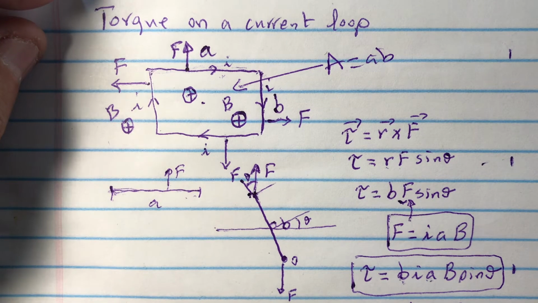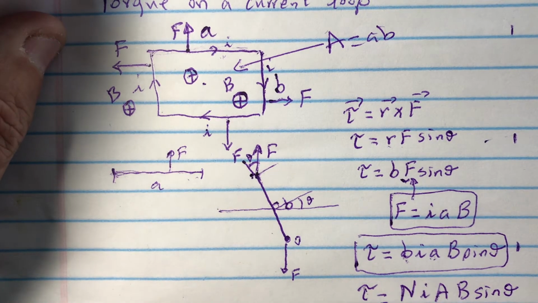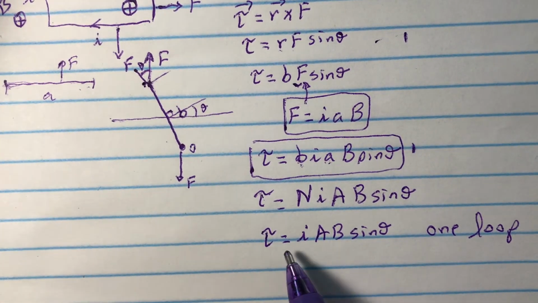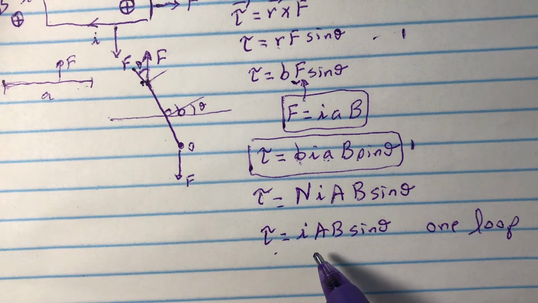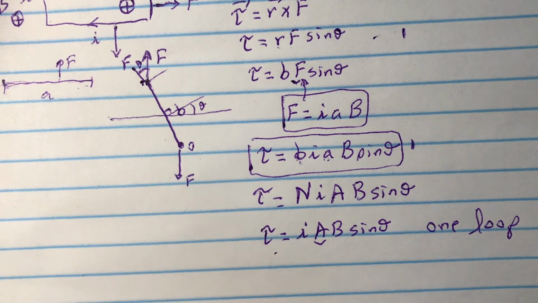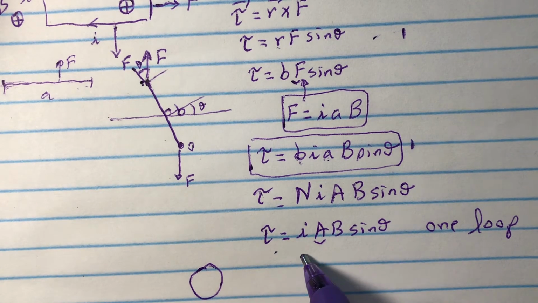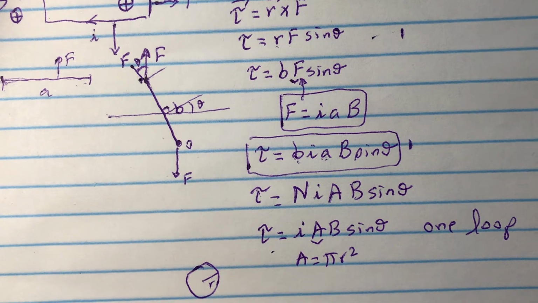Okay? Now, if we go back to one loop, I can put torque is equal to I, A, B, sine theta. This is for one loop. Torque is equal to I, A, B, sine theta. Now, this A is the area of a rectangle. What happens if we have a circle? If we have a circle, this A will be pi r squared. So I put here r, if we have a circle.